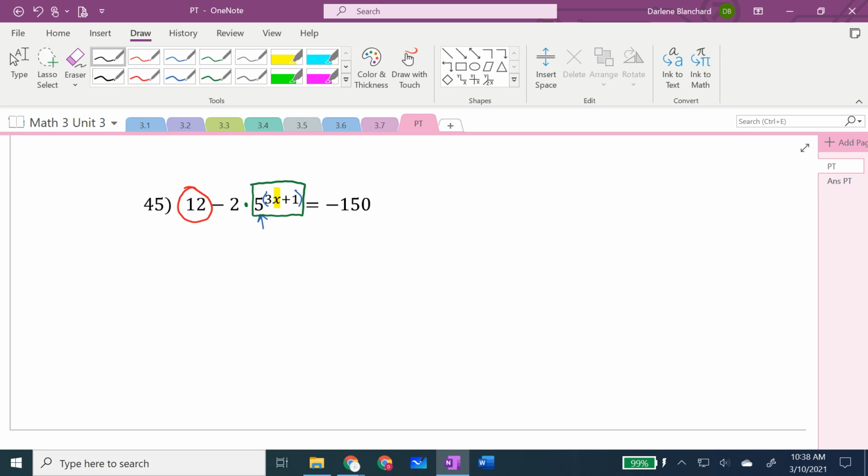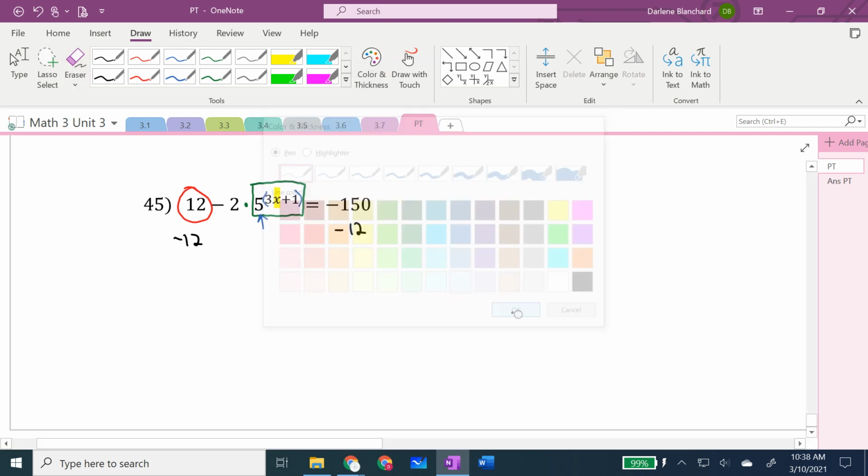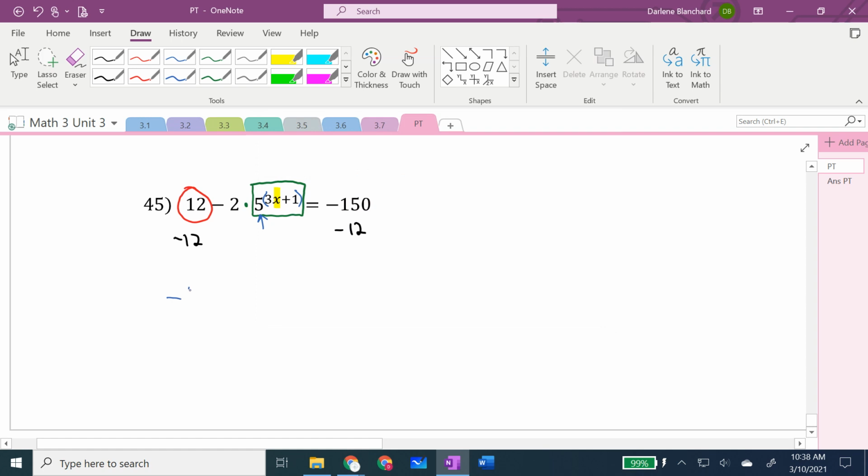That means that that 12 is what I'm going to deal with first. It's an addition, subtraction, weak operation. I'm subtracting 12 from both sides. So that leaves me with then -2 times 5 to the 3x plus 1. And then over here, -162.